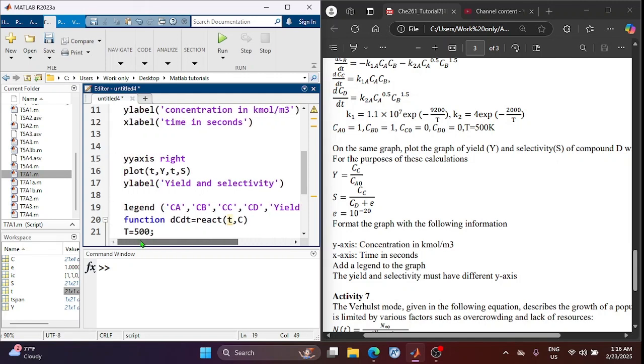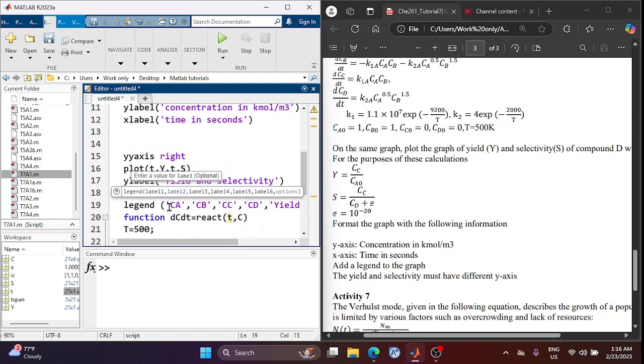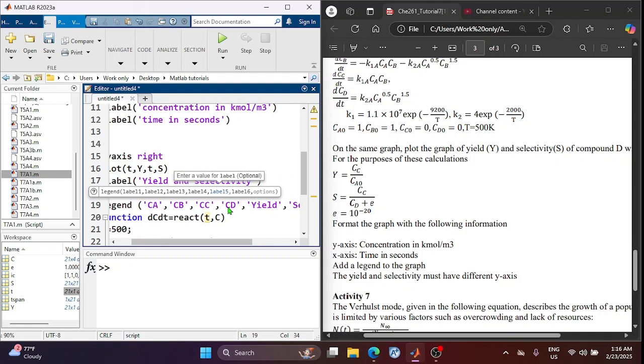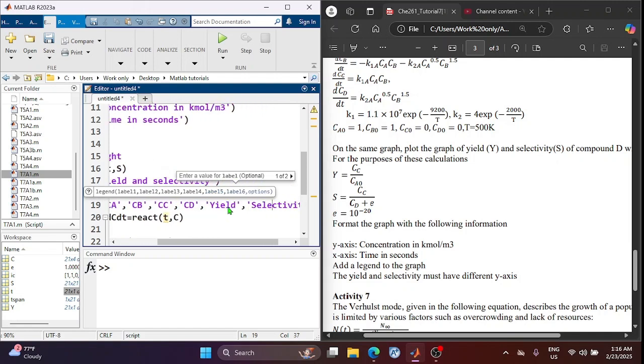Okay, so this is just a little side and a little top up. I realized that with the previous one I made a mistake. For the legend I had clamped them all together like this, but they were all supposed to be separate. So CA would have its own inverted comma, CB will have its own inverted comma. And then the legend, you can put it after you specified all your axes, both the left y axis and the right y axis. It follows the format from top to bottom. So the first thing we plotted was CA, then CB, then CC, then CD, then yield, and then selectivity.